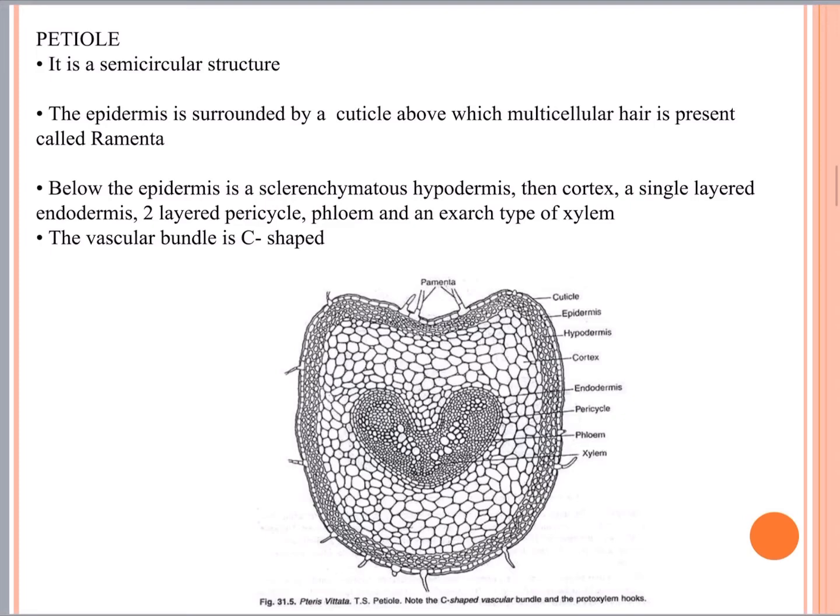Exarch type of xylem means the protoxylem is present towards the periphery and the metaxylem is present in the center. This type of xylem is known as exarch xylem. The vascular bundle is C-shaped. You can see in the center the vascular bundle forms a C-shaped structure.